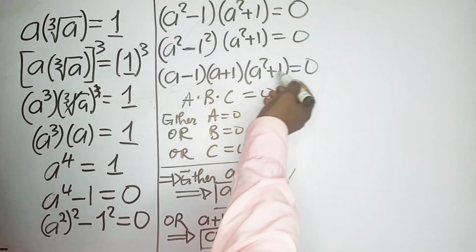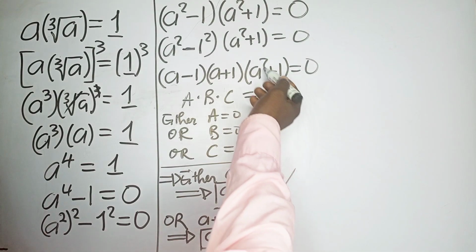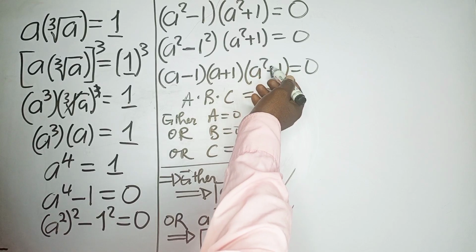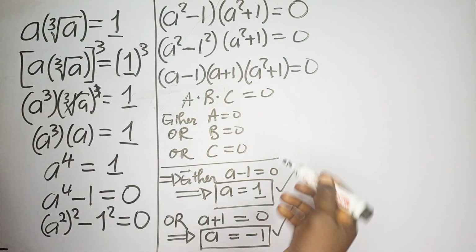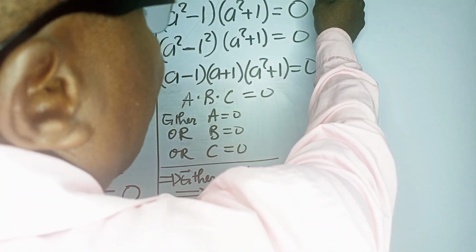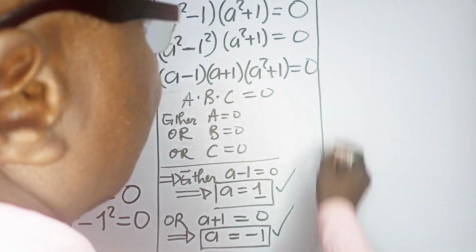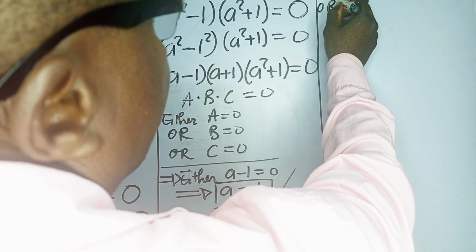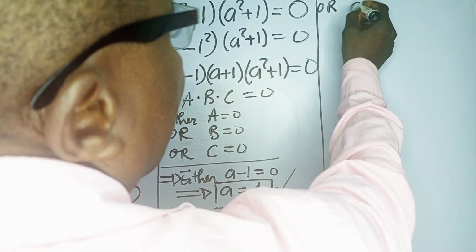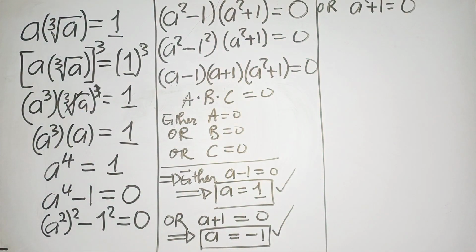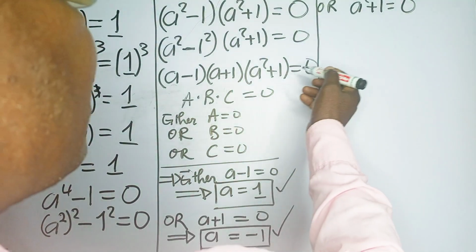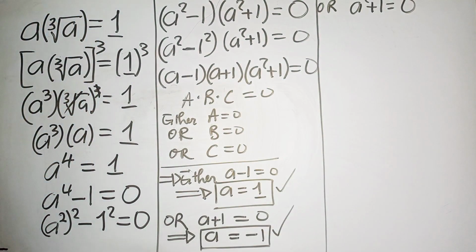We get them here. This remaining factor, a squared plus 1, has the power 2. It's a polynomial of degree 2. A polynomial of degree 2 will give us a quadratic equation from which we can get the remaining two solutions. So we say a squared plus 1 equals 0. It's a quadratic expression in terms of a.